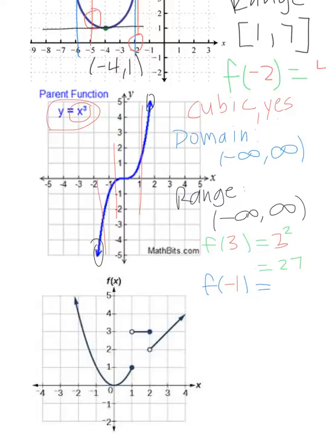Because we're plugging in the -1, I think about it in parentheses. If we cube a negative, that ends up being a negative. So our result is -1. If we go to our graph, we can see that there's that point (-1, -1). Okay, let's look at this next one.